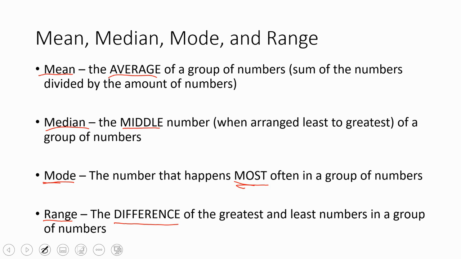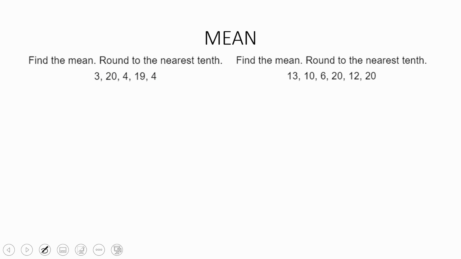So you can absolutely use a calculator. A calculator will probably help you for finding the mean or the average. Calculator will not help you with median or mode. And the range is just subtracting, but you don't care if you use a calculator to help you find it, but it's pretty simple. Okay, so let's look at some examples of all of these.